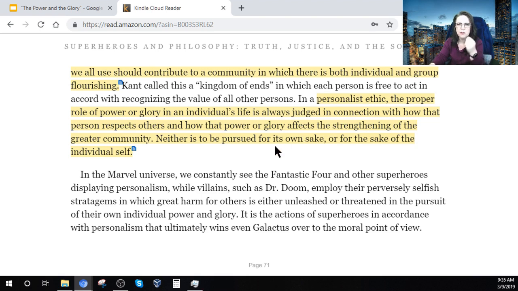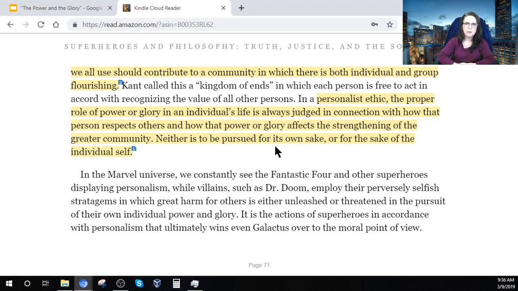Neither is to be pursued for its own sake or for the sake of the individual self. Rather, every single person should value everybody equally, and all should be focused on the community being strong and healthy. And that's what a superhero has to do. A superhero must be concerned with everybody within the community. That's why they can't easily make the choice as to who to save.